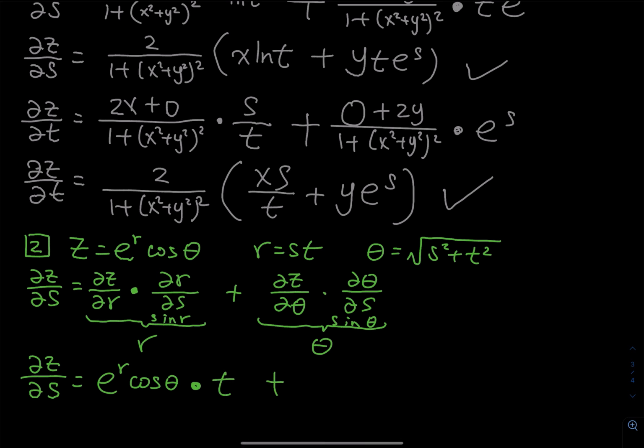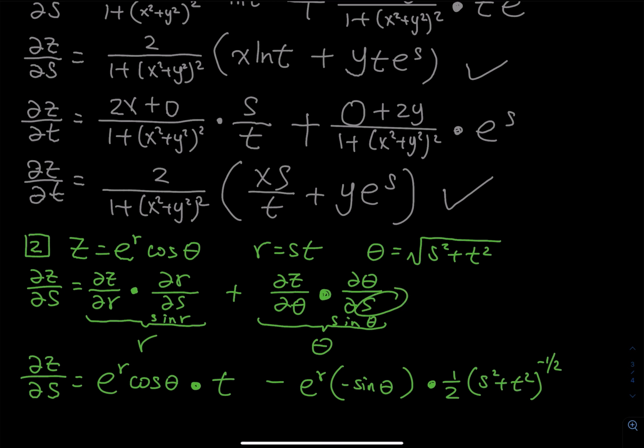And then plus, now with respect to theta, cosine theta is the variable. So the derivative of cosine is negative sine. So we will have e to the r and then negative sine of theta. And then a dot, this dot right here, and then the derivative of theta with respect to s. Okay, so we will bring the 1/2 down, right? Because the square root is a 1/2 power. This is negative 1/2, since 1/2 minus 1 is that. s squared plus t squared. Who is the variable? s. So the derivative of s squared is 2s.